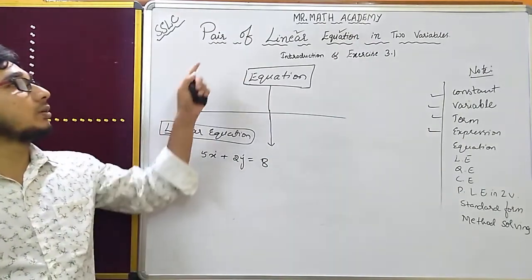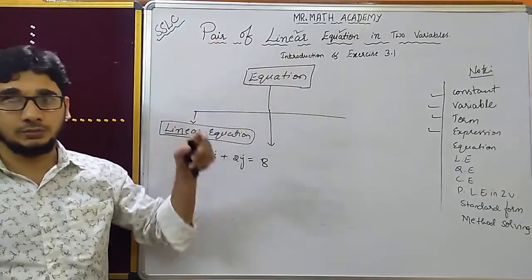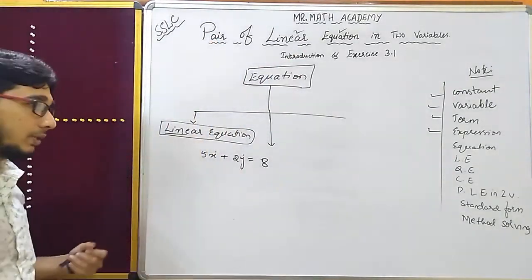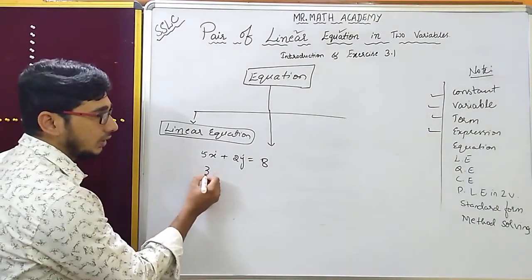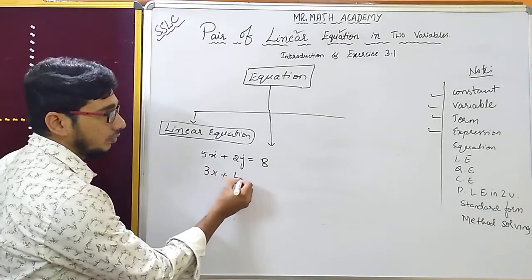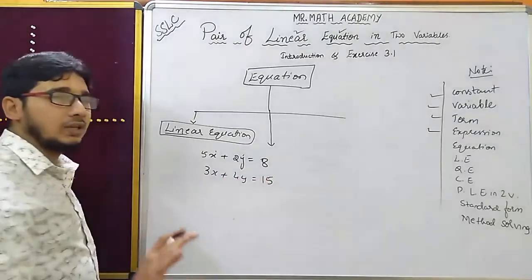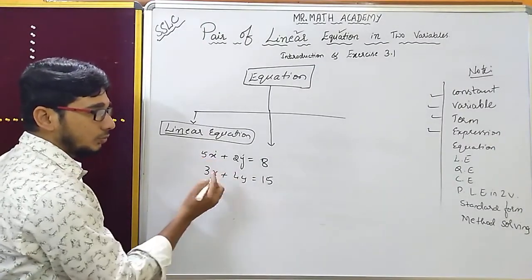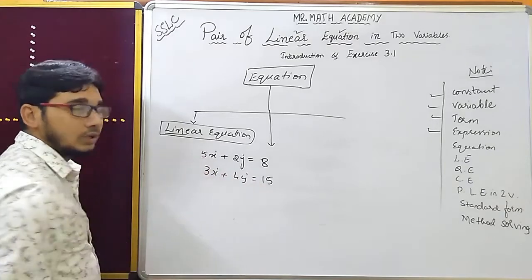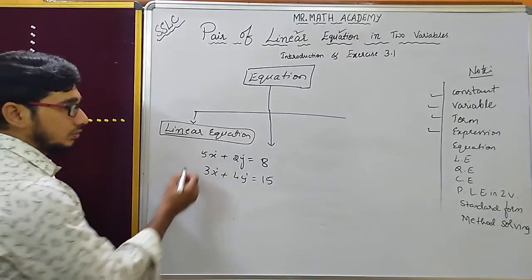Now the main thing is, the complete chapter name is pair of linear equations. Pair means 2 in number. So I'll write one more equation. 3x plus 4y is equal to 15. Anything you can write, no problem. The thing is that x, y should be there, power 1 only should be there. So what it becomes now, this is a pair.